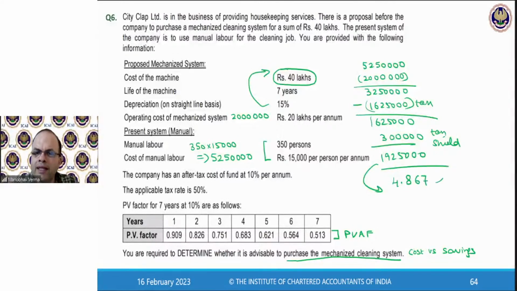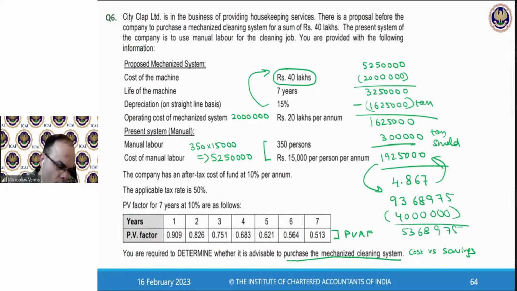So you multiply this with 19,25,000. And I'm getting a handsome 93 lakhs 68,90,975. And we have to just reduce the present cost of 40 lakhs. Amazing. It's too much, right? It's too much, way positive.